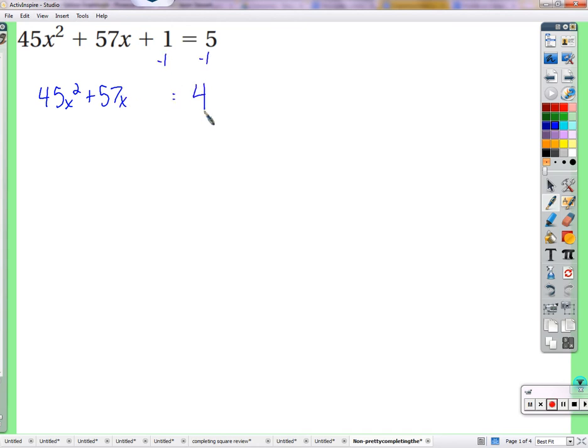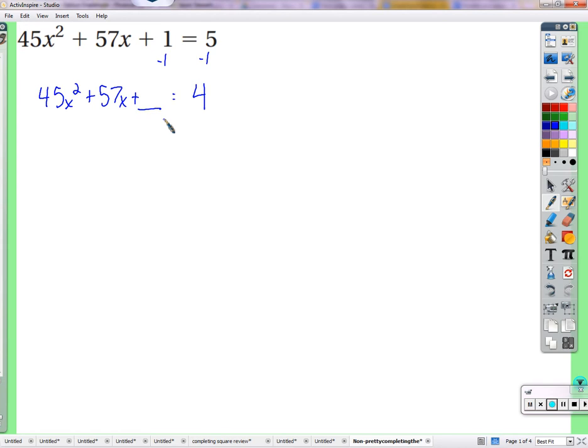And a 4 plus something, we don't know what yet. Now what? Divide 57 by 2 and then square it. We don't want to do that quite yet.